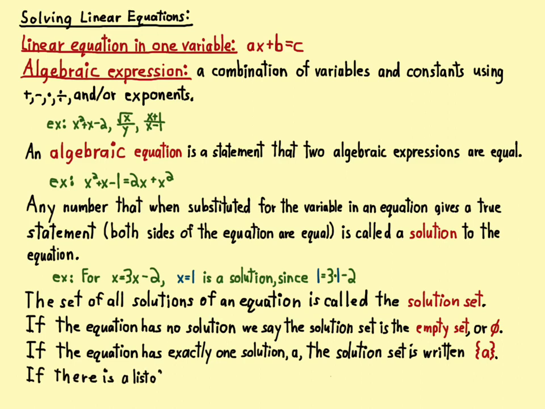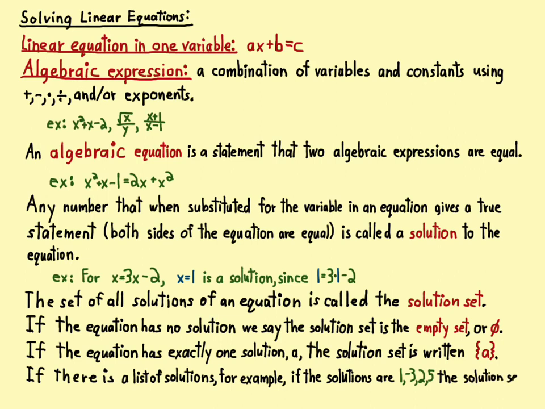If the equation has a list of solutions, for example, if the solutions are 1, -3, 2, and 5, then the solution set is 1, -3, 2, and 5 inside curly brackets. The curly brackets are used for lists. Okay? So if they ask for the solutions, you just write 1, -3, 2, 5. If they ask for the solution set, you write the curly brackets, 1, -3, 2, 5, close curly brackets.